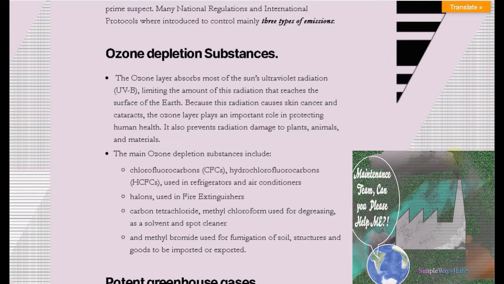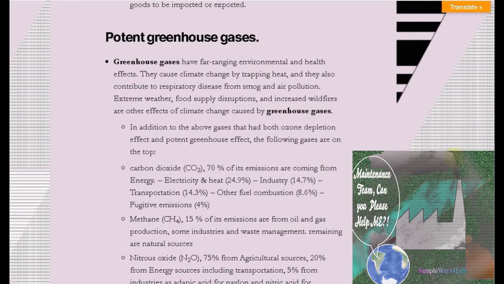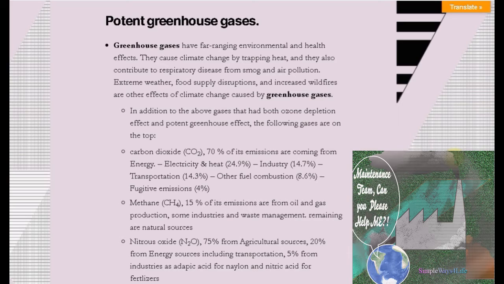The other category is the greenhouse gases. These are gases which, when emitted to the air, will increase the temperature of the Earth. Okay, and they will of course increase the pollution. And this will cause extreme weather conditions that will disrupt the food supply and the wildlife. So the previous gases we mentioned also affect the greenhouse effect, or the warming, the increase in temperature, as proclaimed.